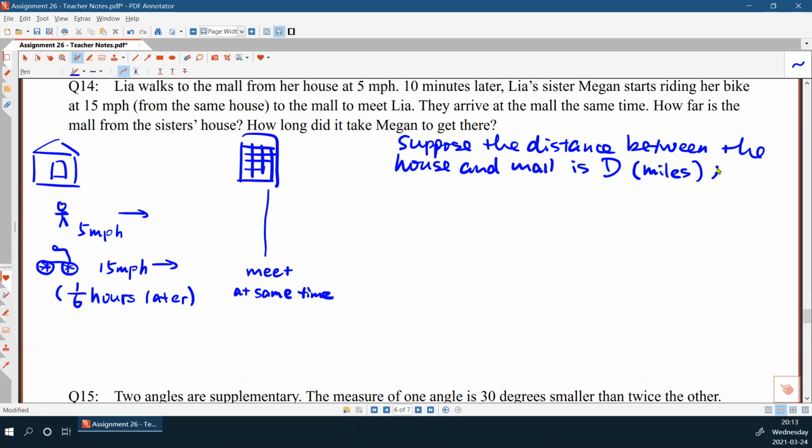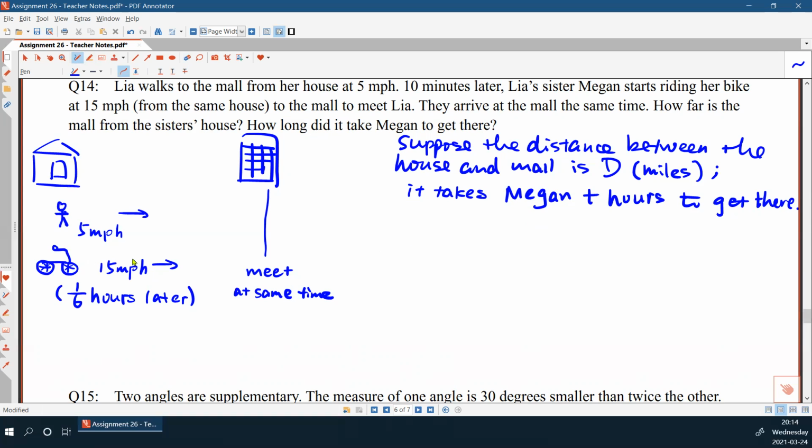Okay, next we want to know how long did it take Megan to get there? Suppose it takes Megan T hours to get there. Okay, so we want to know the values of D and T. Okay, so what information do we have here?